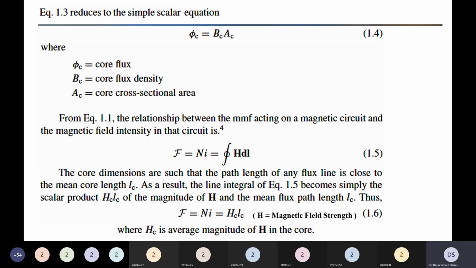Now, what is H? Is H a scalar value or is H a vector? Will somebody answer? Is H a scalar quantity or a vector quantity?